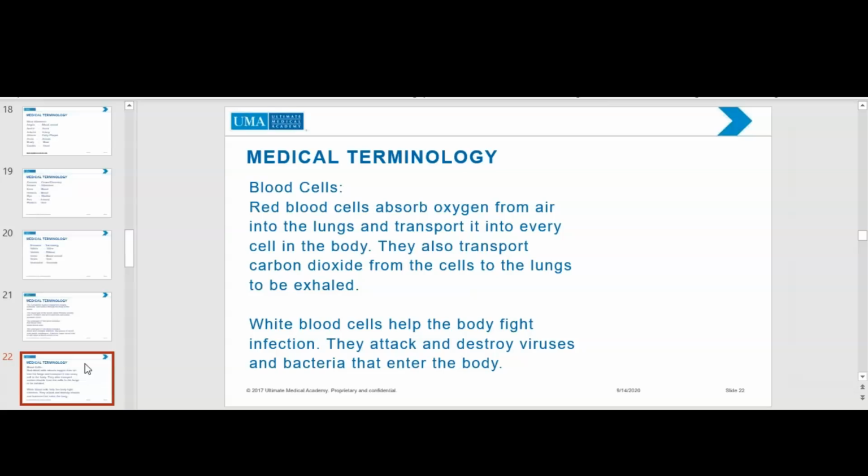All right, so let's talk about the red blood cells and the white blood cells. Red blood cells absorb oxygen from the air in the lungs and transport it to every cell in the body. They also transport carbon dioxide from the cells to the lungs to be exhaled. White blood cells help the body fight infection. They attack and destroy viruses and bacteria that enter the body.